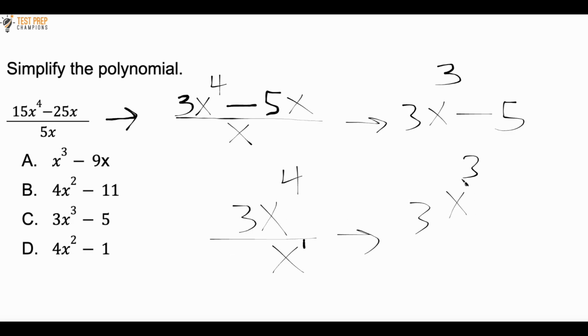I can put a link down below to a video where I cover power rules, exponent rules, whatever you want to call them, in more depth, but I just wanted to give you a quick crash course on that. The answer here is 3x to the power of 3 minus 5, which corresponds to answer choice C.